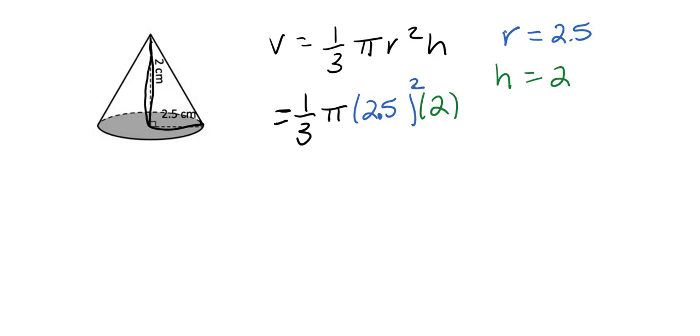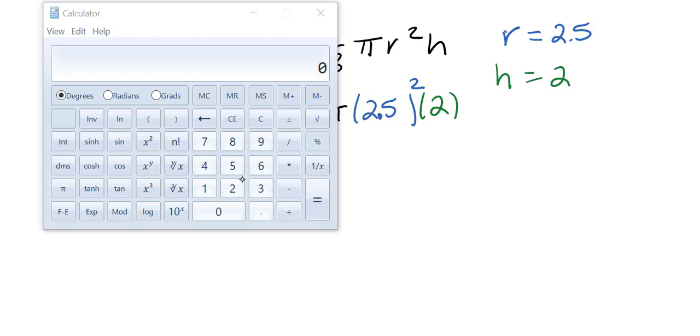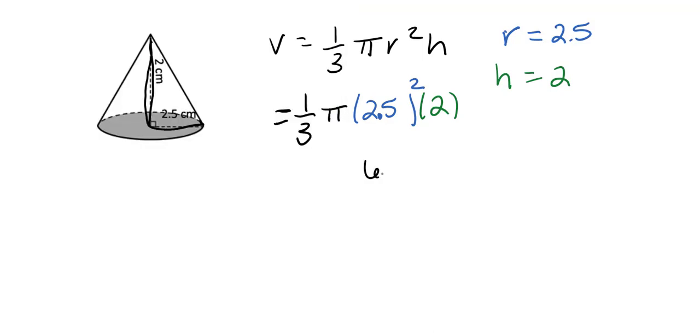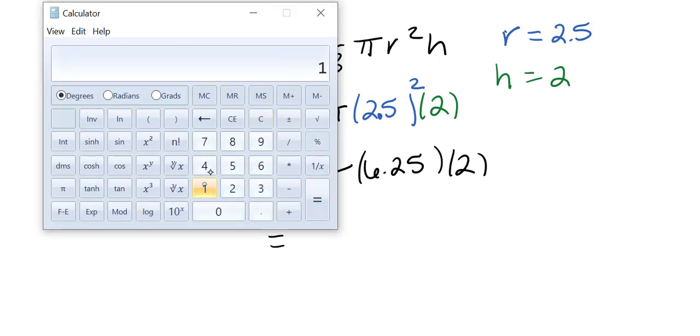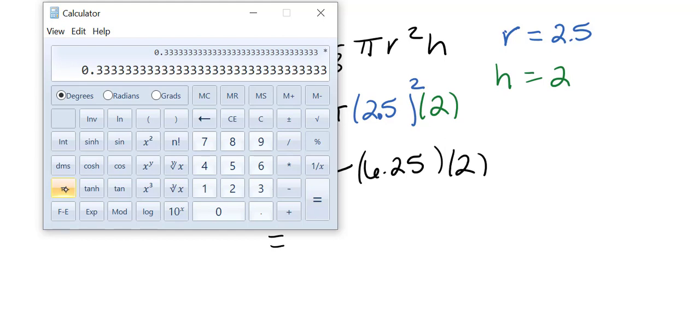So let's get our calculators out, and we're going to deal with the exponent first, right? So we have 2.5, and we're going to square it, so 6.25. Then 1/3, which is really just a division. So we can just go ahead and do that. Then times our pi button, or you can use 3.14.